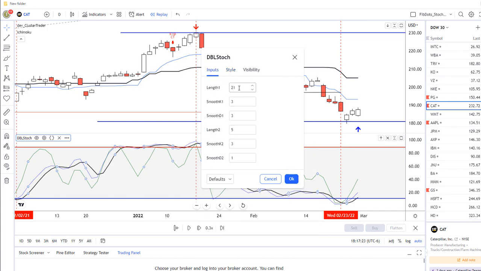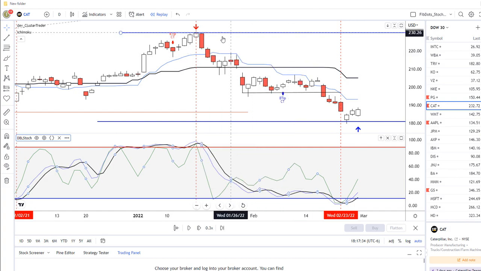So this length 1 is 21. That's this guy right here. That's the slowest that we've got. But then the others are very fast. So the K1 is 3. So this literally looks at this bar's close relative to the prior 1, 2, 3 bars' high to low range.